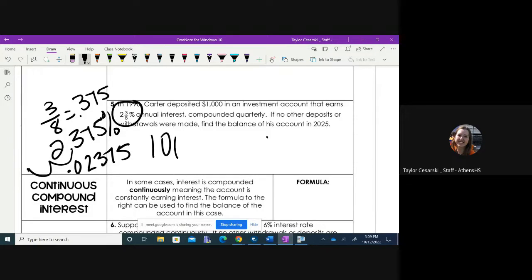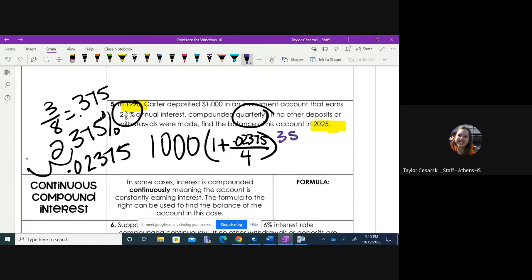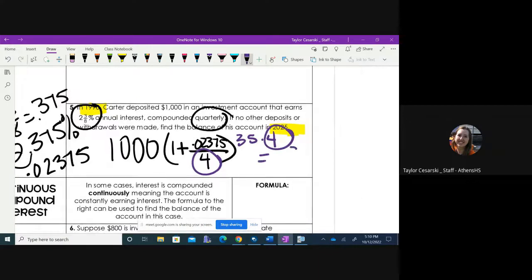So we start with $1,000. 1 plus 0.02375 divided by 4 because this is compounded quarterly. And then we have to figure out, it doesn't give us a time, but it says from 1990 to 2025, that's a time period of 35 years. So 35 times 4 in my exponent. Again, divide on the inside, multiply on the outside. When you type that in your calculator, you get 2290.55.